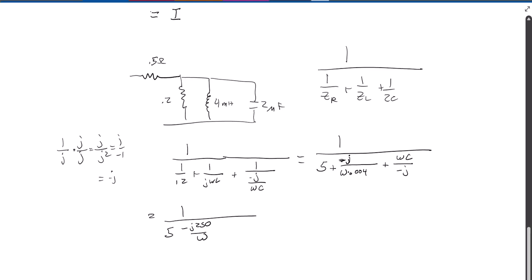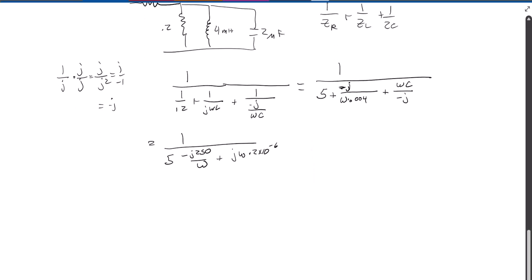Then the capacitance was 2 microfarads. If 1 over j is minus j in the numerator, then 1 over minus j is plus j in the numerator. So this is j omega times 2 times 10 to the negative 6. Those are the 3 elements in parallel. Now if we add all of those to our 0.5 ohm resistor, we'd have 0.5 plus 1 over 5 minus j 250 over omega plus j omega 2 times 10 to the negative 6.